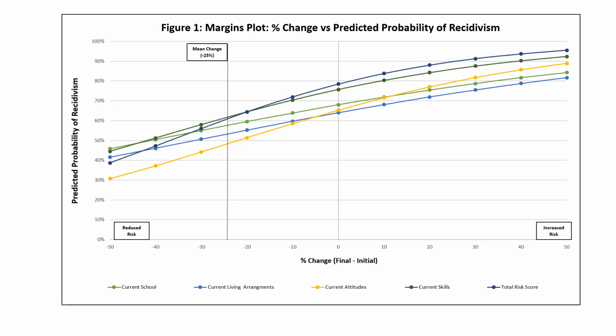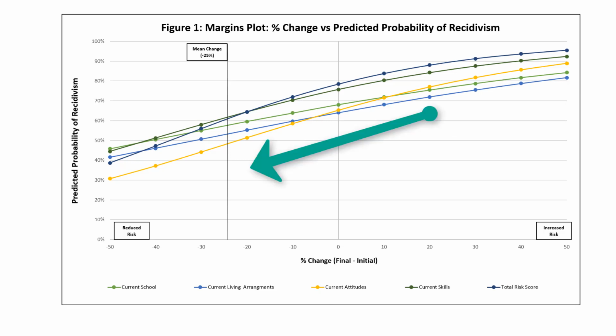So here's the primary figure from the research brief, and this figure illustrates the relationship between percent change on the horizontal axis and the probability of recidivism on the vertical axis. Only the domains that were significantly related to recidivism are presented here, which means school, living arrangements, attitudes, skills, and total risk. As we move to the left on the horizontal axis, we are looking at reductions in risk, and as we move to the right on the horizontal axis, we are looking at increased risk of recidivism. 0 indicates no change or baseline.